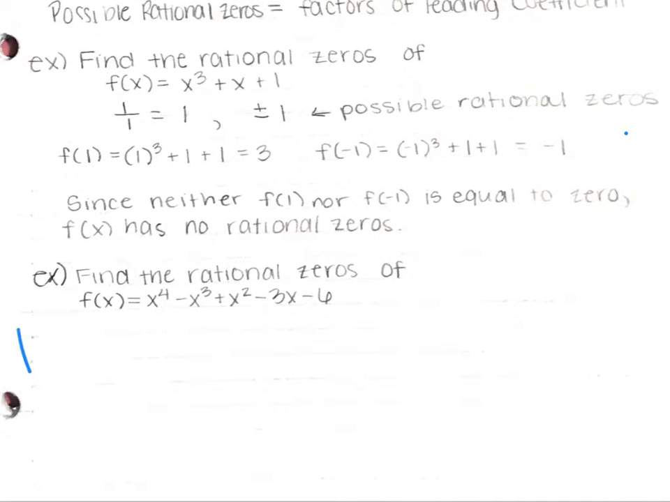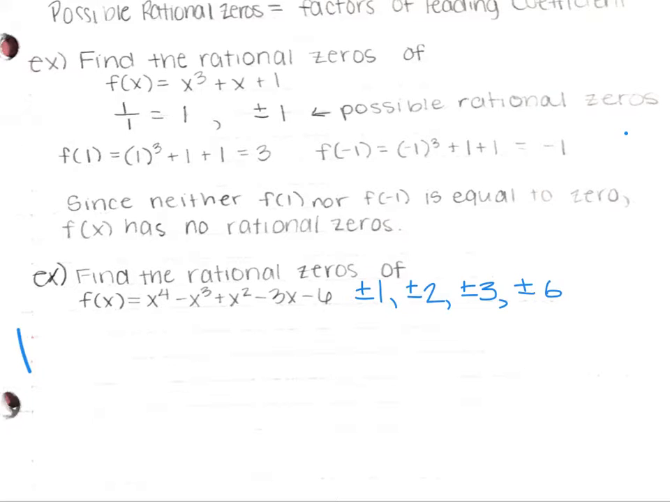Okay, so find the rational zeros of f of x equals x to the 4th minus x cubed plus x squared minus 3x minus 6. So because the leading coefficient is 1, the possible rational zeros are the factors of the constant term. So because that constant term is 6, your possible factors are plus or minus 1, plus or minus 2, plus or minus 3, and plus or minus 6.